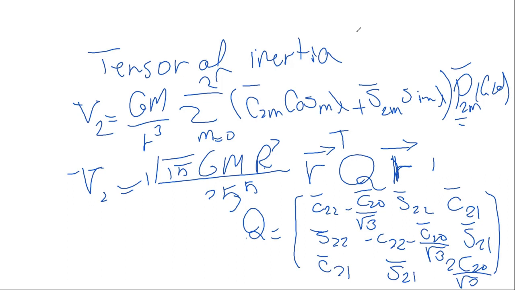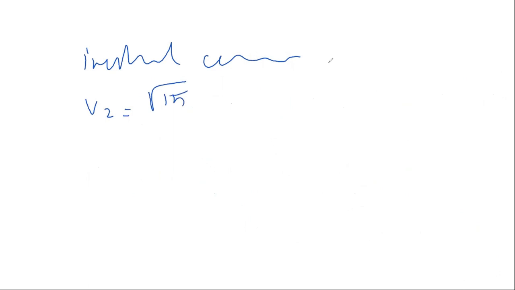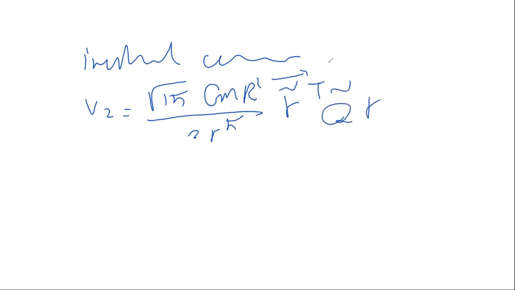Now, if I change this coordinate system to the inertial coordinate system of the Earth, this tensor will change. Inside the inertial coordinate system, this potential is 15 GM R² over 2R⁵, and inside this system we have another Q which presents the mass distribution actually inside that.